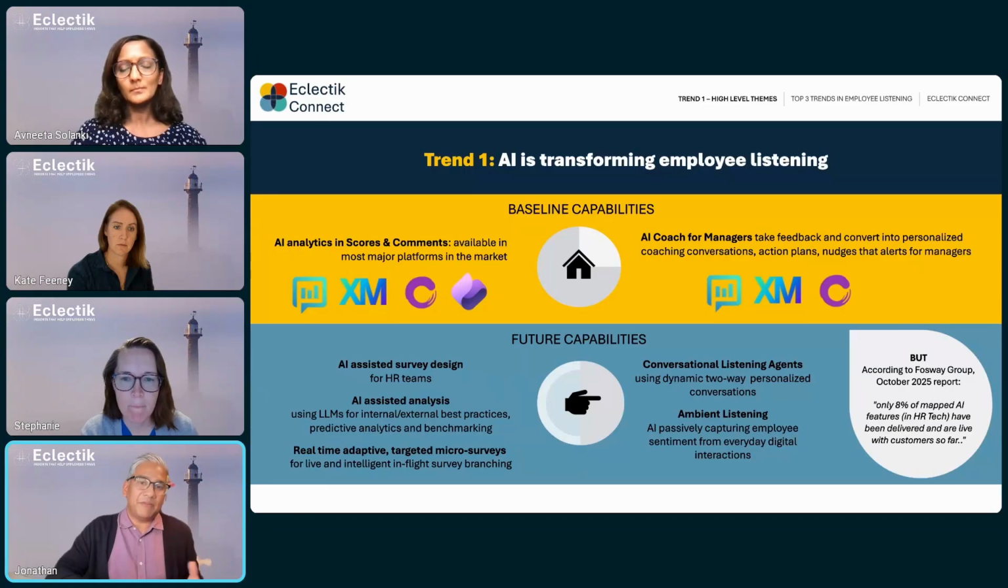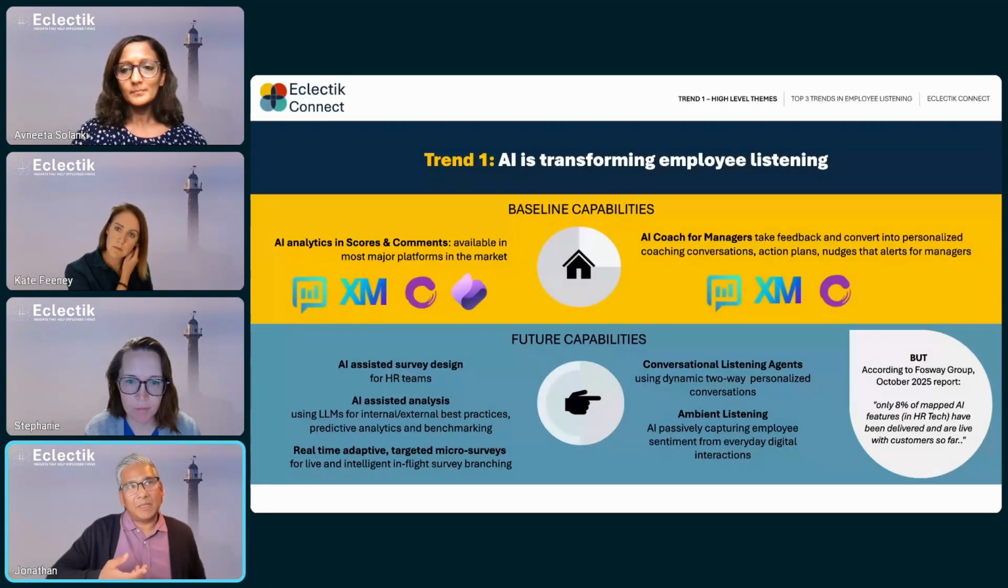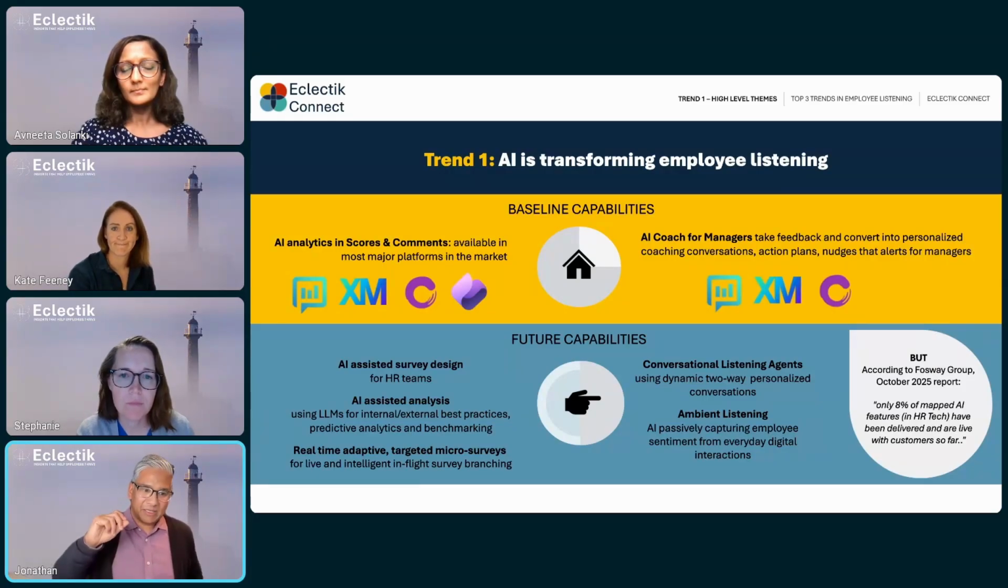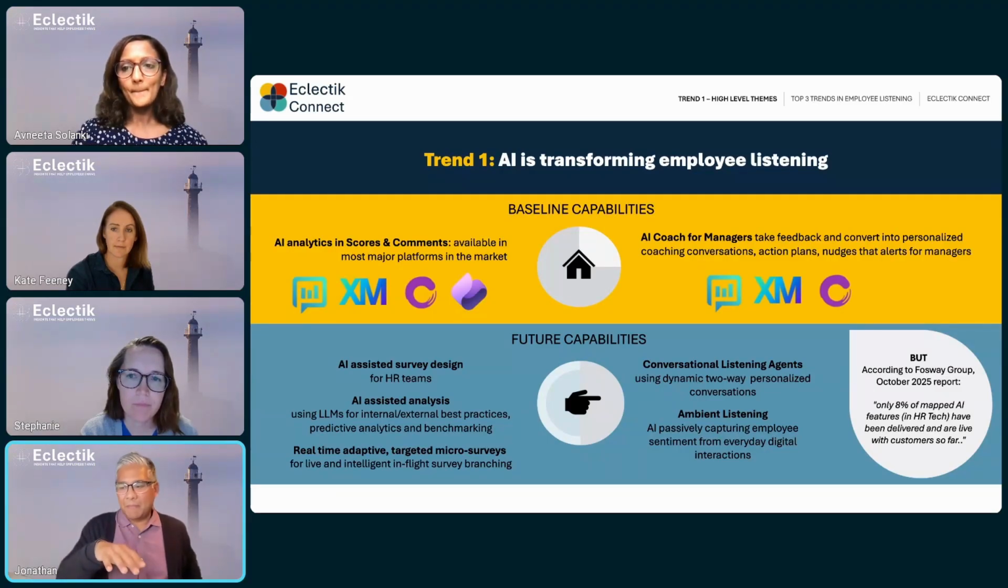And some platforms are already doing this in a way, in terms of survey branching, but you already have to configure it before that happens. From an AI perspective, it's more adaptive, and it reduces the need for further pulses. And finally, Anita's already touched on some of this, which is ambient listening.